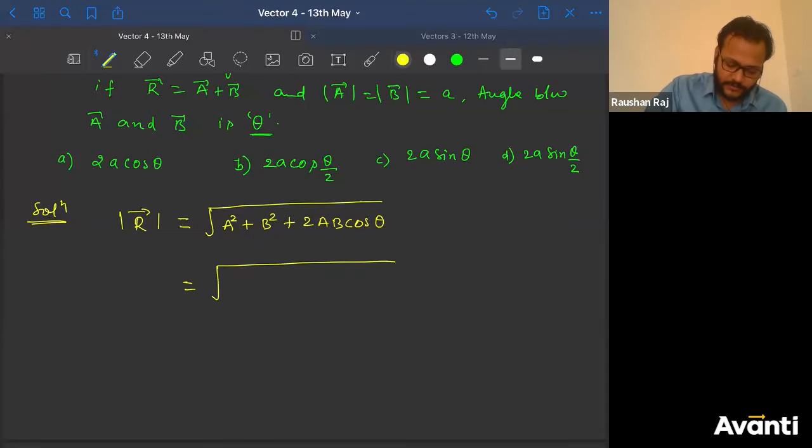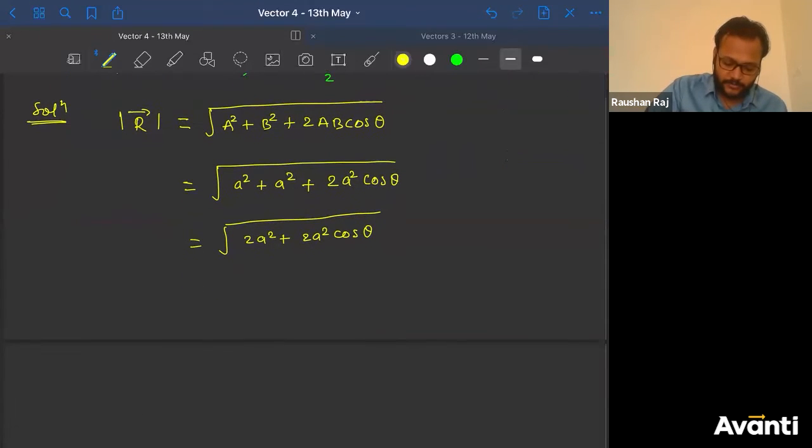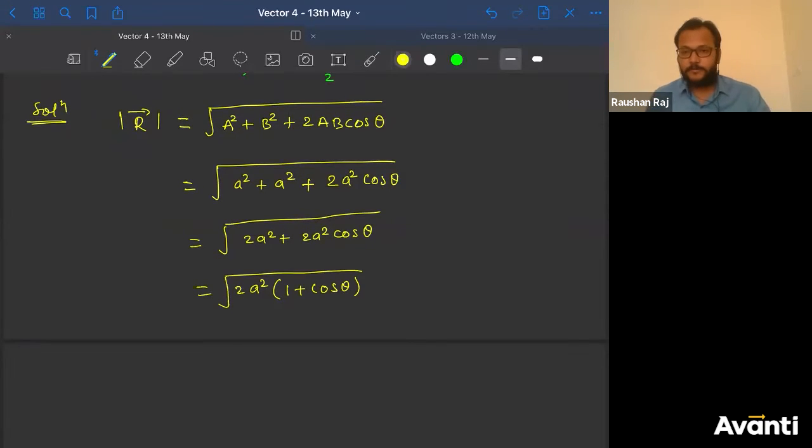So let us put the value. Square root of A square plus A square plus 2 into A into A, which is A square, into cos of theta. So I'll get square root of 2A square plus 2A square cos theta. Now I can take 2A square as common and say 1 plus cos theta. But what is 1 plus cos theta?